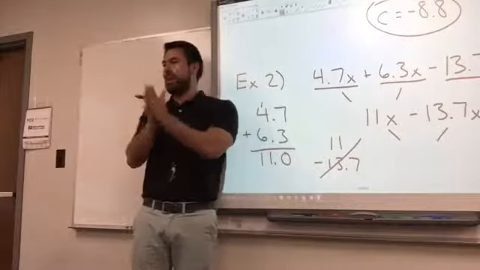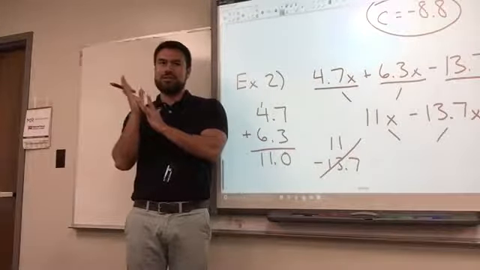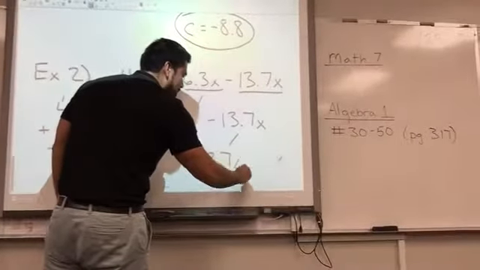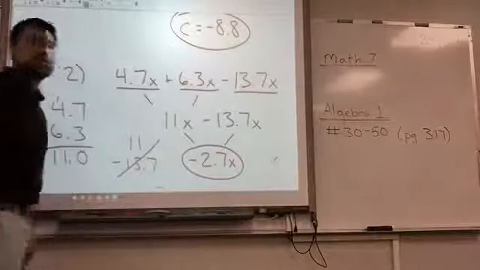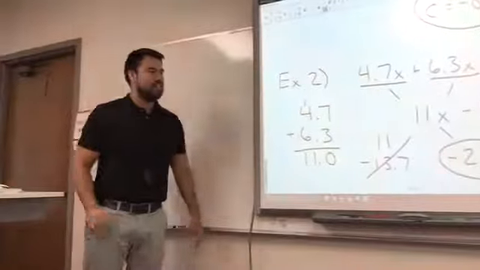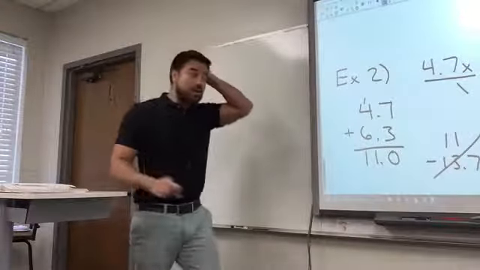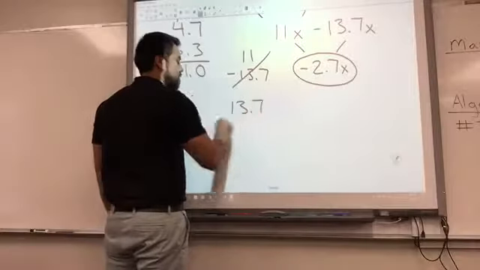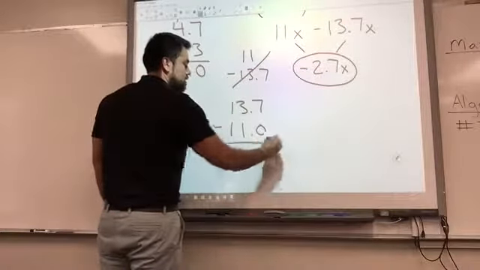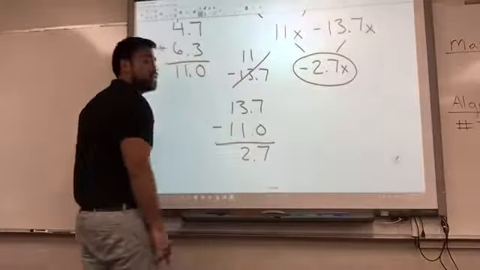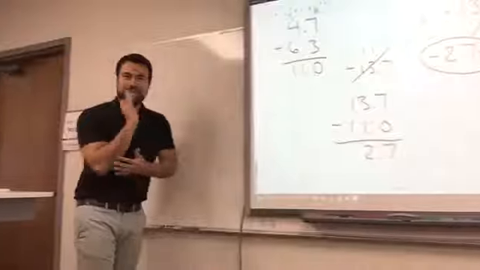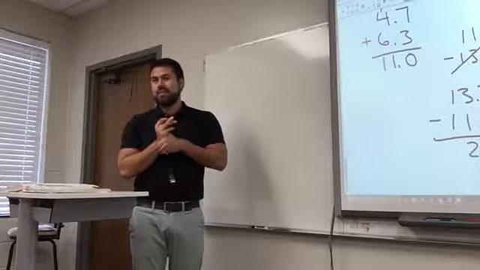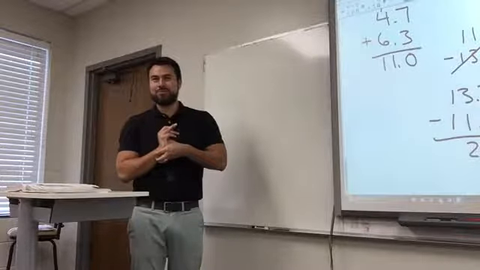What's my final answer? Final answer. Chelsea? Are you sure about that, Chelsea? Oh, yeah, because it's going to be 13.7 minus 11. So you get 2.7. Gotcha. Oh, that's right. It happens. But negative 2.7x. How many of you sort of, kind of, maybe really understand it?